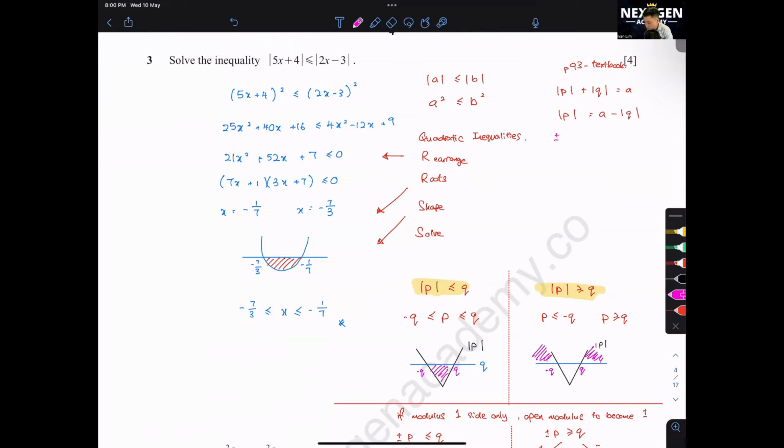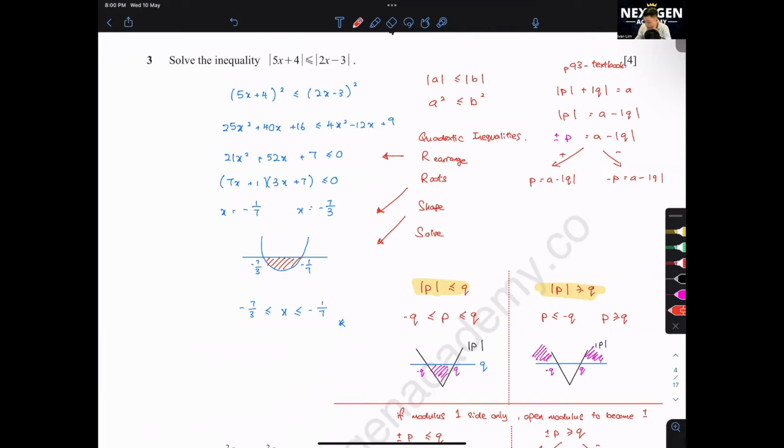This one you have to make it to plus minus P like that, then equals to A minus modulus Q. This one, you have to keep on opening up the modulus to plus minus. Okay, so here we do plus minus like that. So P equals to A minus modulus Q. Negative P equals to A minus modulus Q.